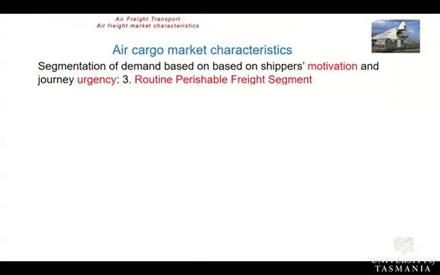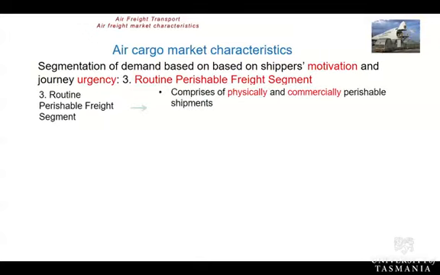We're now going to move to the third segment. Bearing in mind this is based on the motivations of the shipper and the urgency of the goods. And this is the routine perishable freight segment. So this is goods that could be physically or commercially perishable. Speed is very important, and that's mainly to get the goods to sit on the shelf.